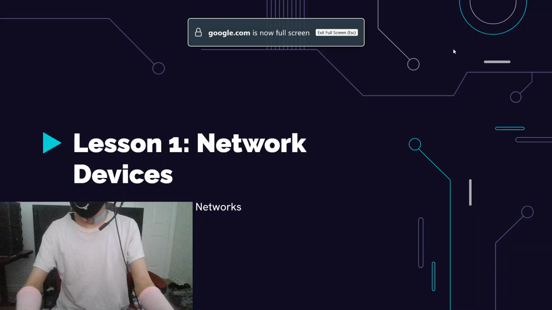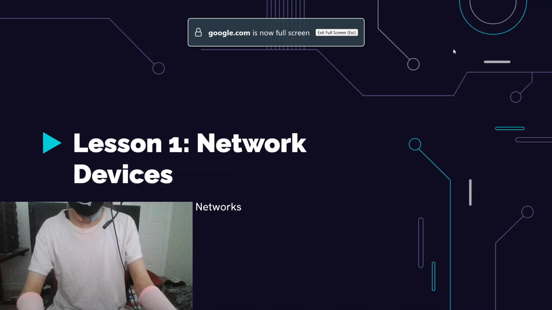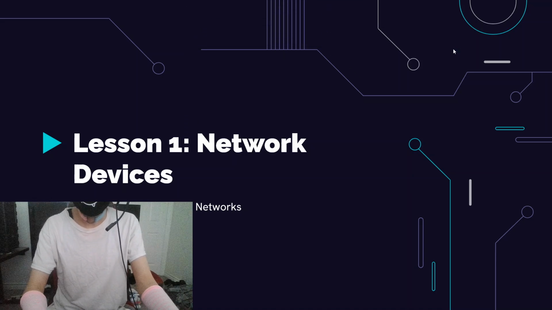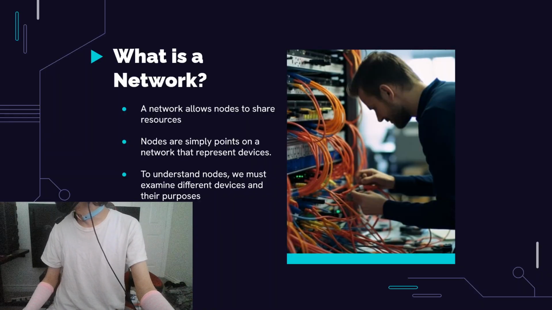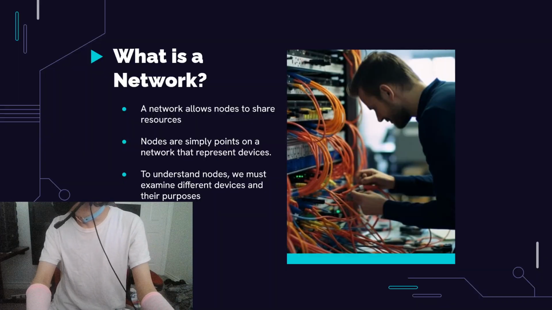Alright, so Lesson 1, CCNA1 Introduction to Networks, Network Devices. So, what is a network? Well, Wikipedia describes a network as: a computer network is a digital telecommunications network which allows nodes to share resources. So, what is a node? Well, to better understand this term, we can introduce different types of network nodes.